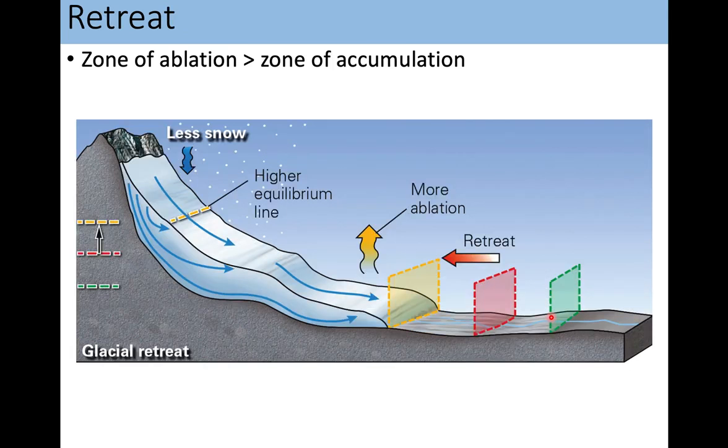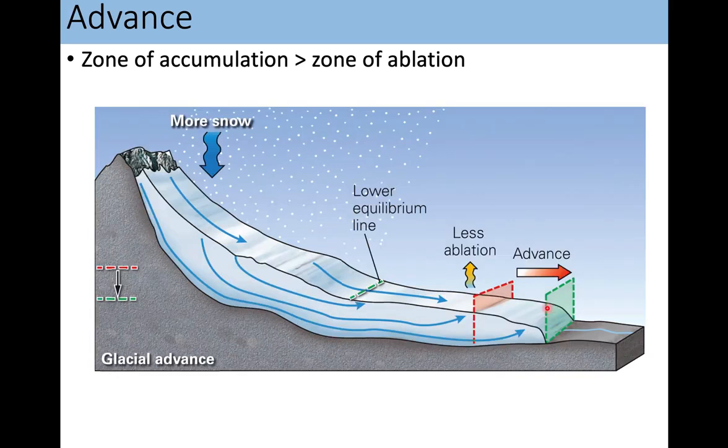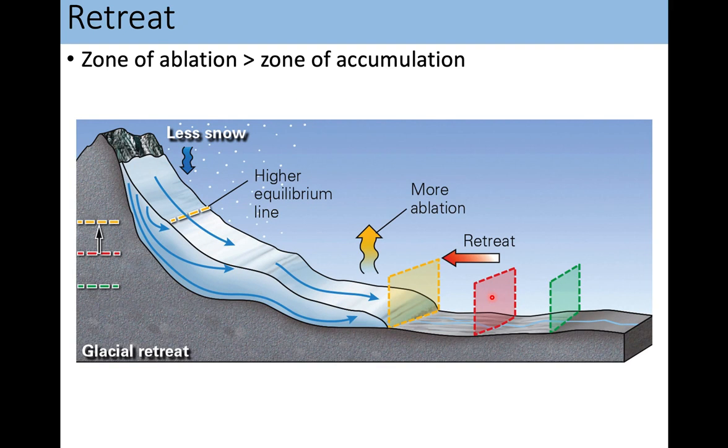Then when we have retreat, notice the green is where we have advance. So when we have retreat, this means that the zone of ablation is greater than the zone of accumulation. So we are actually losing more mass than we are gaining, which means that the front of the glacier, which was at the red, is actually going to retreat. So when we have glacier retreat, it means that the front of the glacier is retreating backwards, because we are losing more mass than we are gaining. Most of our glaciers right now are retreating.